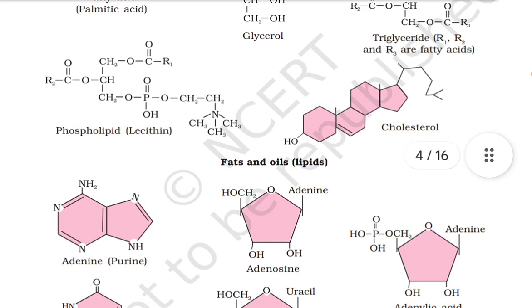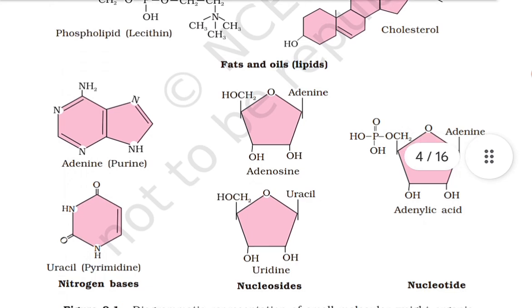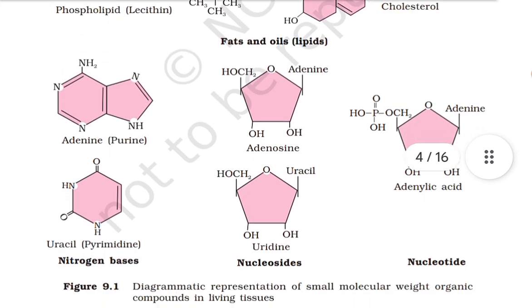अब देखना तुम फिगर, ठीक है। These are called primary metabolites shown in the figure 9.1. कौन सा है फिगर 9.1, ठीक है, ये जो दिए हुए हैं. These are called primary metabolites.